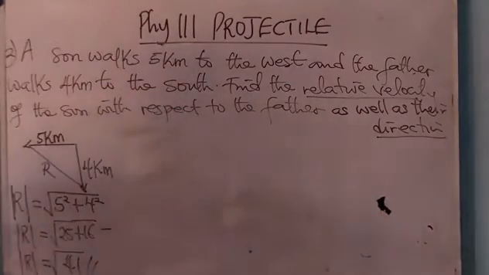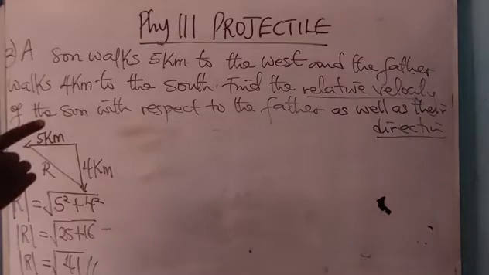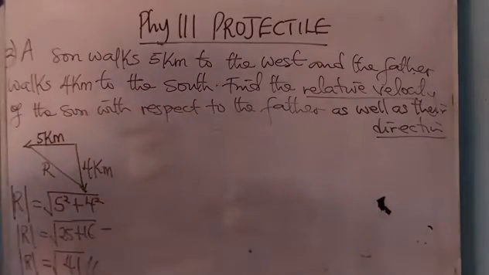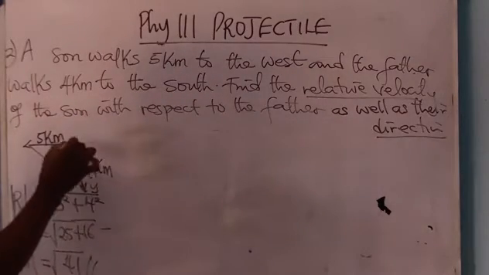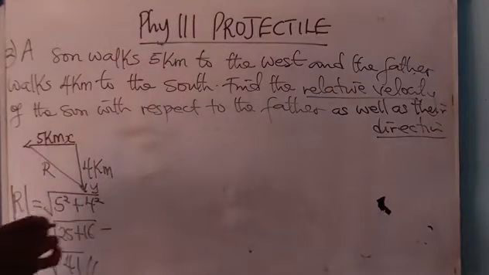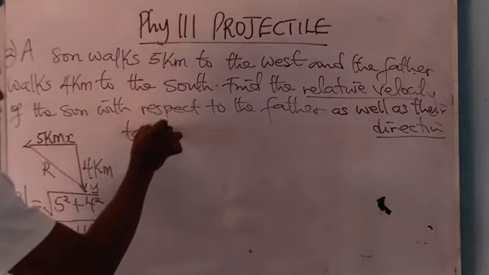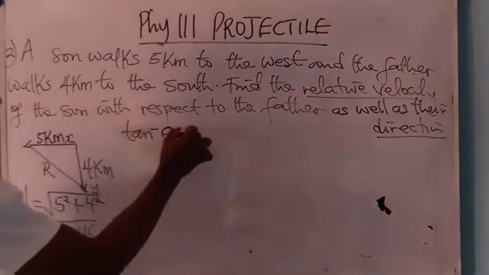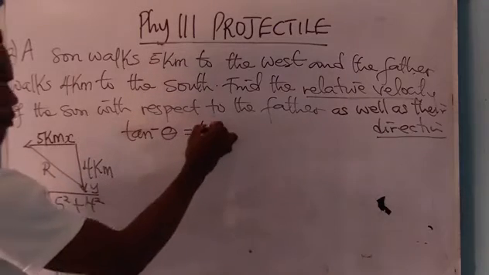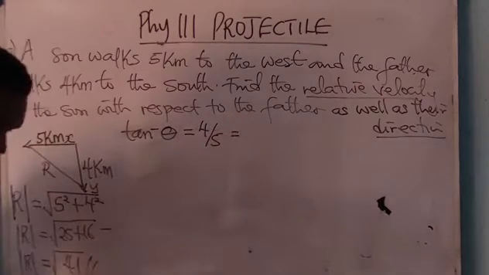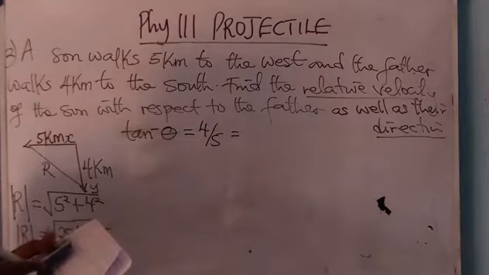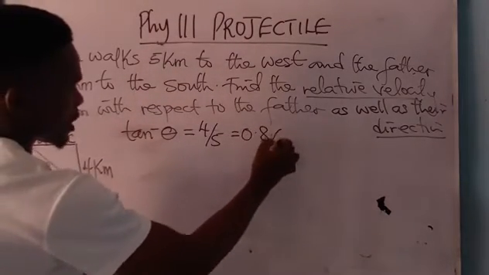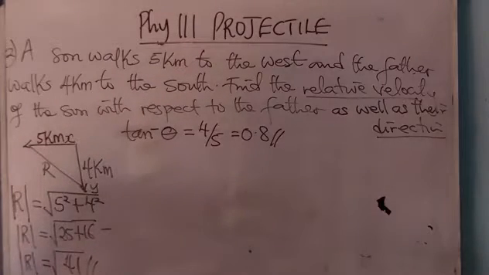Okay, so they said I should calculate the relative velocity of the son with respect to that of the father. But to calculate, don't forget this is the y-axis and this is the x-axis. Now to calculate direction, it is simply the inverse of tan theta, which is usually y, which is 4 over 5. So I'll have 4 divided by 5, which equals 0.8. So the answer is 0.8.